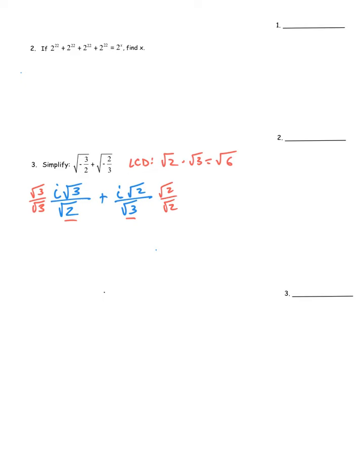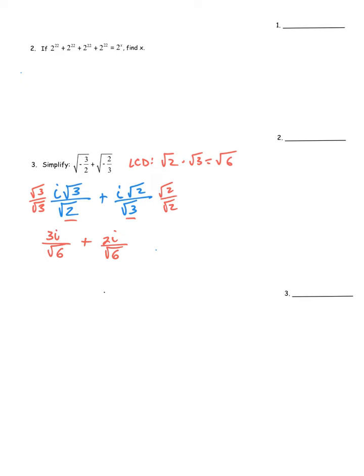So looking at the numerator of the first fraction, we've got i times rad 3 times rad 3, which is going to be 3i, because rad 3 times rad 3 is 3. And then the denominator is going to be the square root of 6. The second fraction, the numerator is i times rad 2 times rad 2, which will be 2i over rad 6. And now to add these fractions, we have a common denominator.